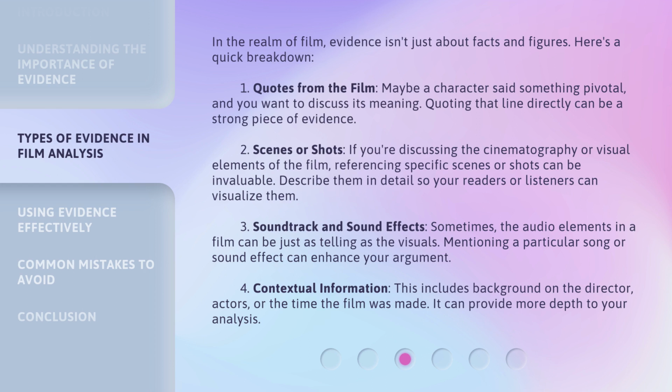3. Soundtrack and sound effects. Sometimes, the audio elements in a film can be just as telling as the visuals. Mentioning a particular song or sound effect can enhance your argument. 4. Contextual information. This includes background on the director, actors, or the time the film was made. It can provide more depth to your analysis.